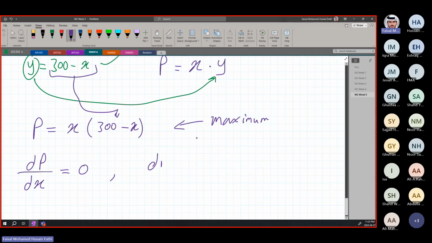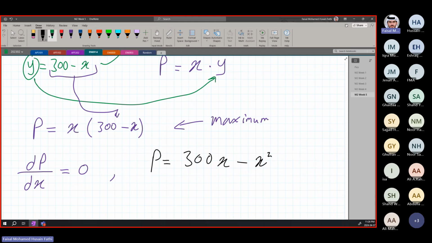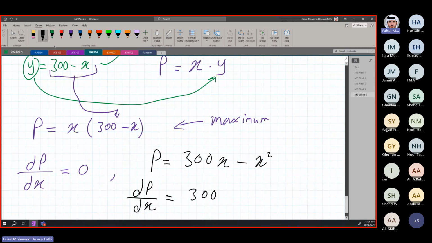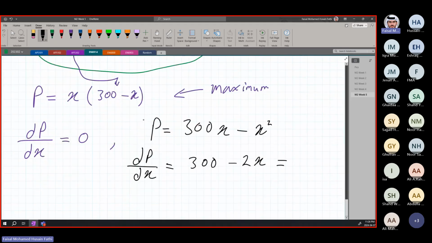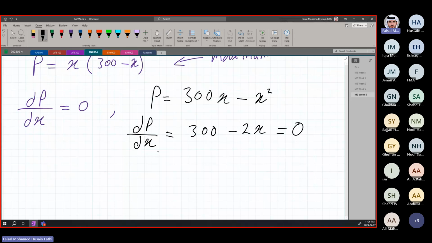So dP by dX. Before doing that, let's simplify this. P is equal to X times 300, which is just, sorry, I just taught foundation, so I'm thinking of foundation things. 300X minus X squared directly. Okay, so 300X minus X squared is our function. If we want to find dP by dX, we differentiate. 300X becomes 300, minus X squared becomes minus 2X. And this has to be equal to 0, and now we can find our X value.